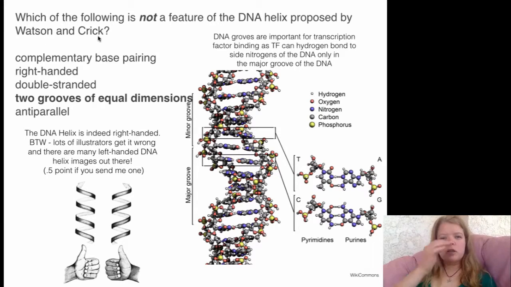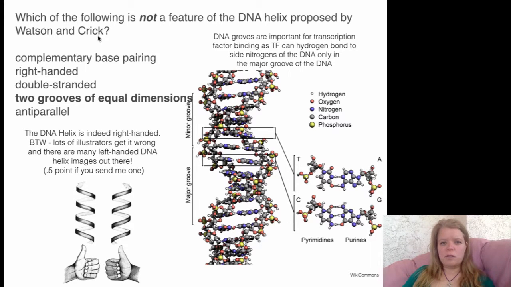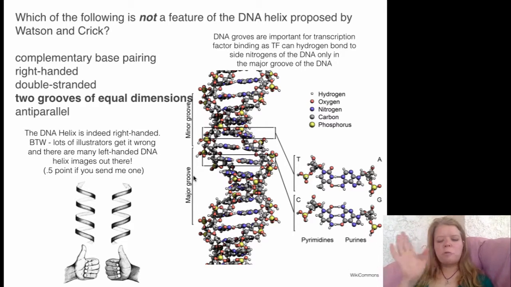Okay, next question that a lot of people got wrong was, which of the following is not a feature of the DNA helix proposed by Watson and Crick? The correct answer is two grooves of equal dimensions, because even though the helix has two grooves, it has a narrow minor groove and a larger major groove. So the grooves of the DNA helix are not the same, despite what you see in many illustrations of the DNA out there.